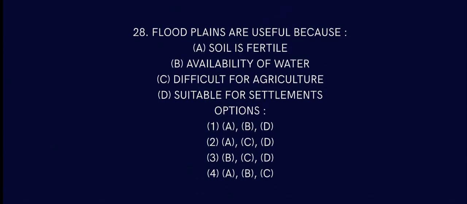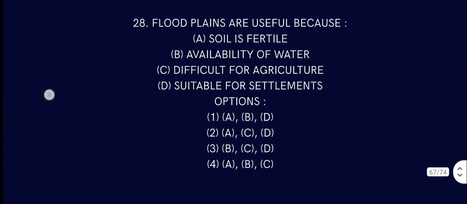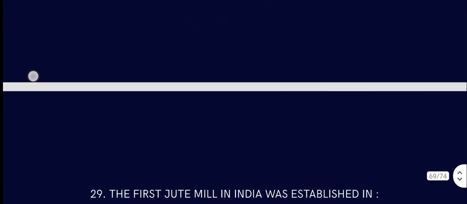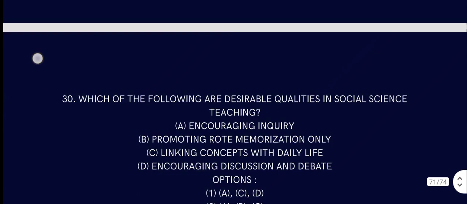Suitable for settlements because you get agriculture and food. It is not difficult for agriculture, so you get food and settlements. So it's very much good. Answer is A, B, D. That means floodplains are useful because soil is fertile, water is available and they are suitable for settlements. Question number 29. The first jute mill in India was established in Kanpur, Kolkata, Mumbai or Chennai. Answer is Kolkata.